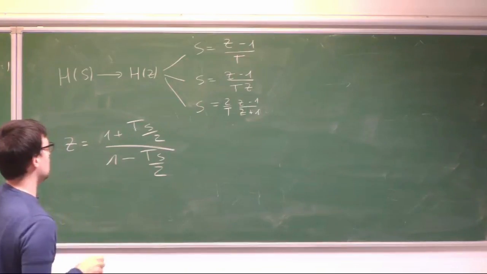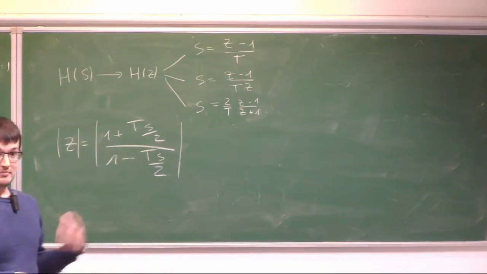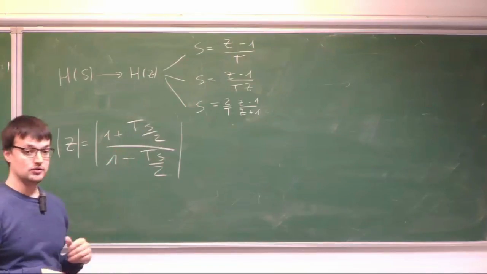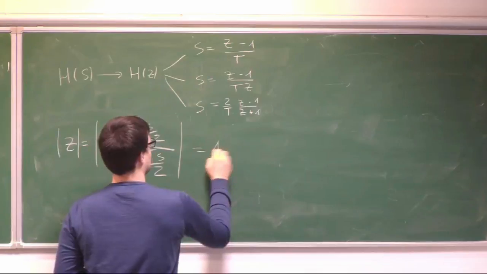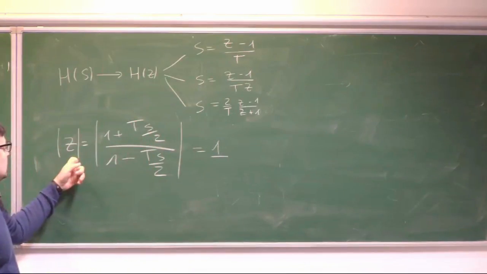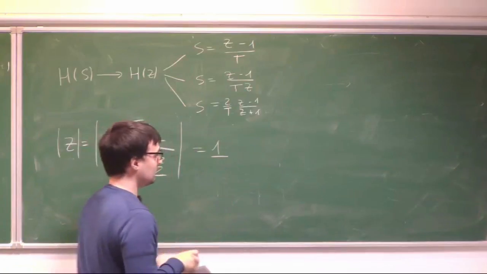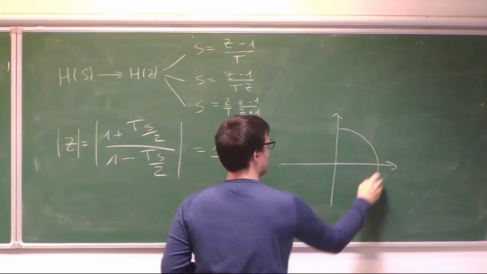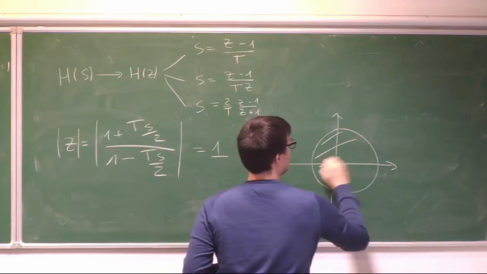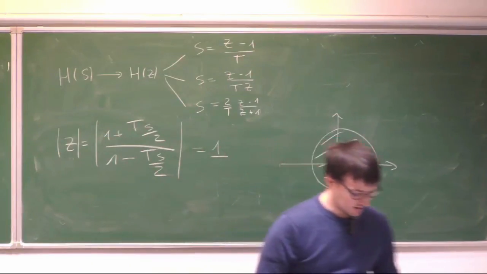Now we want to compute the absolute value, and we want to map the imaginary axis, so s is equal to j omega. So the absolute value of this, once we replace j omega, is actually 1. So you see that this is a circle centered in 0 with radius 1. So it means that we are mapping the left-hand side complex plane inside this circle. So this transformation preserves stability.